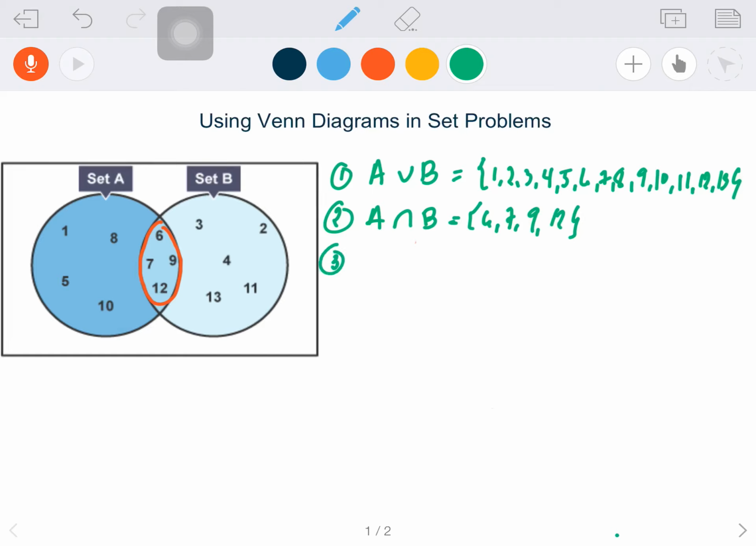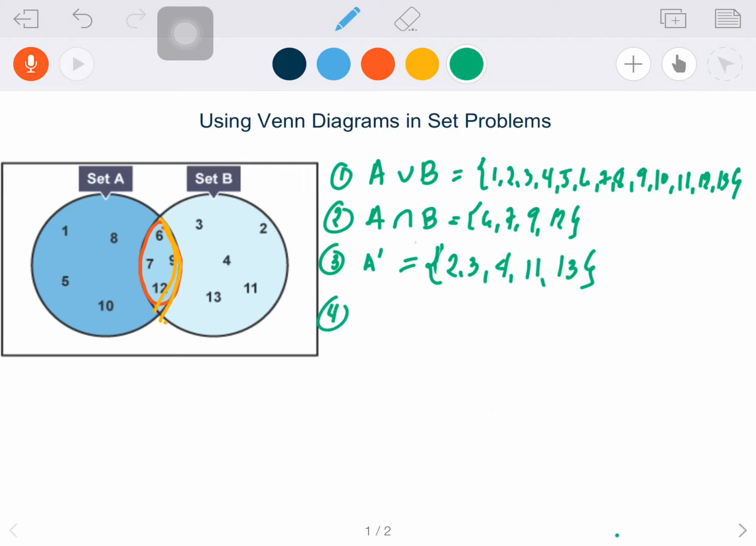Now, what about if you will be asked for the A complement or A prime? Going back to its definition, these are the elements that are in the universal set but not part of set A. So your demarcation line would be this region. Outside this region is already your A complement. In this case you have 2, 3, 4, 11, and 13.